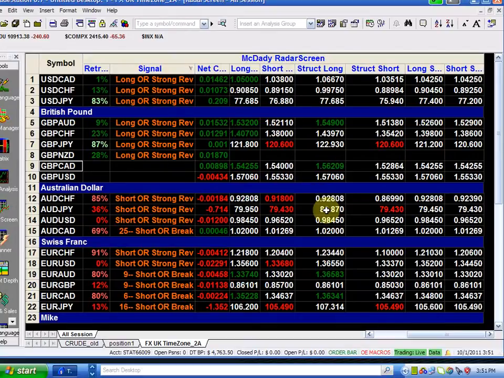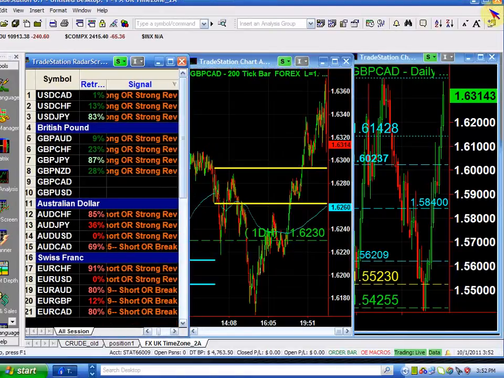This is what we had from last week. The pound CAD. We're buying it from 156.20, and the long point was 154.25. Look at this, 154.25. This is the 154.25 on the chart. You'll see it right there. This is where we bought it.